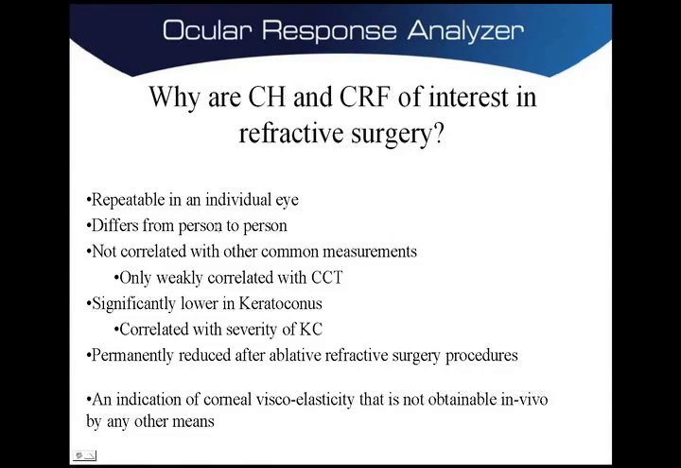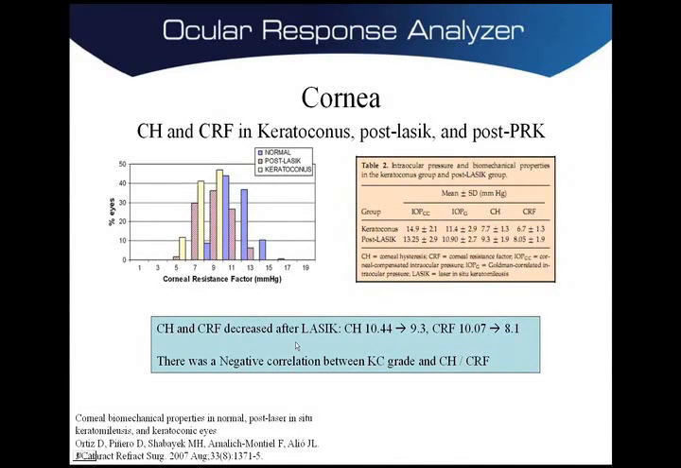These parameters, hysteresis and corneal resistance factor, are indicators of corneal viscoelastic properties, which are a key to the measurement of corneal biomechanical properties. And these measurements are not obtainable in vivo by any other means of measurement. These are tissue properties, and other parameters that we're familiar with, such as thickness and topography, are geometrical aspects of the cornea. And just one slide from a peer-reviewed publication, this is from Dr.